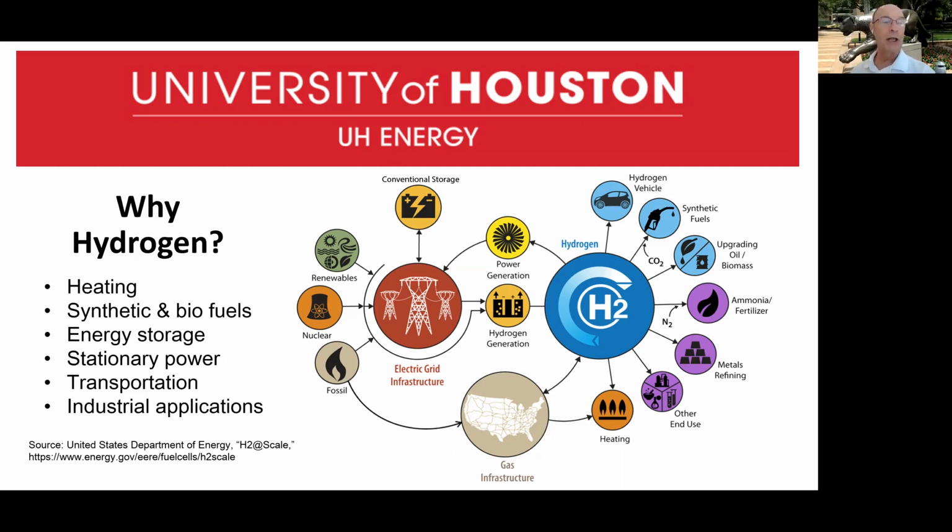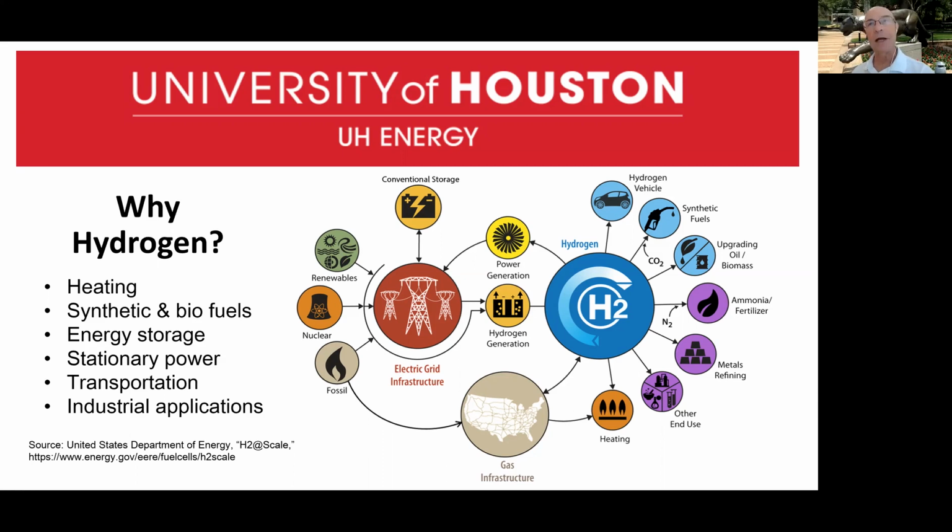There are also potential applications of hydrogen in stationary power. In other words, using hydrogen either at a grid scale as an energy source, or for localized uses, for example in individual buildings, using hydrogen to provide power as well as heat in some of those situations.